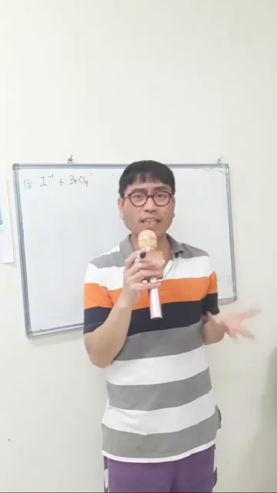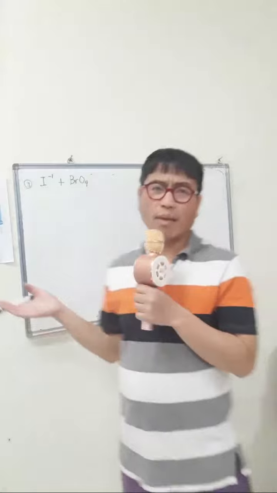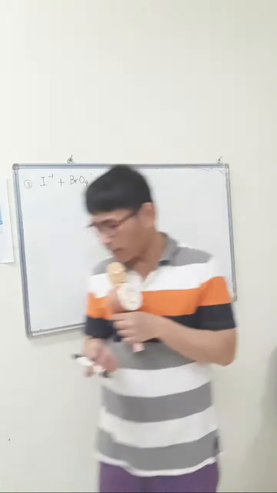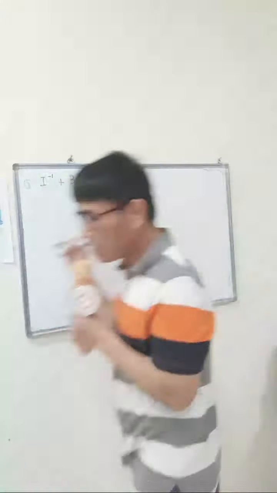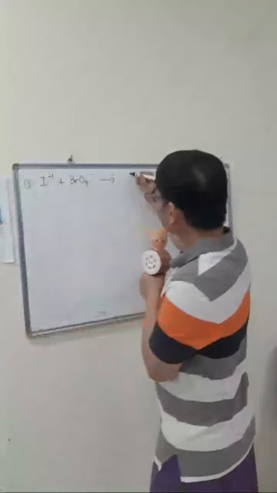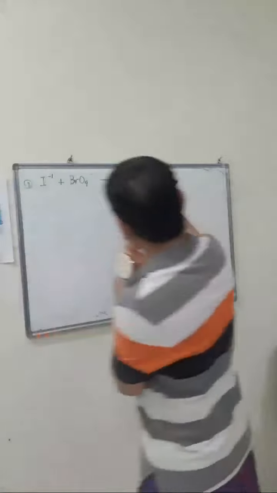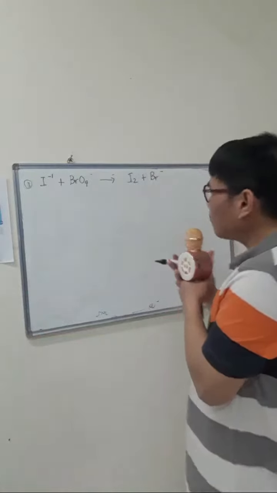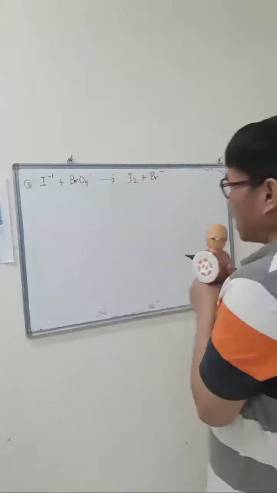If you don't have an idea, then you are stuck. So we need to familiarize the chemical formulas, symbols, elements, compounds, whatever. Okay? So the product will be iodine gas, I2, plus bromide. So what is the first step? Obtain the oxidation number or the oxidation state.